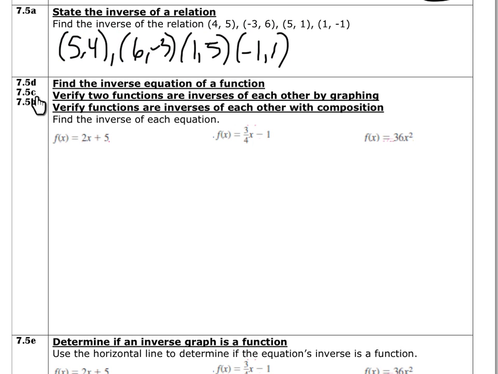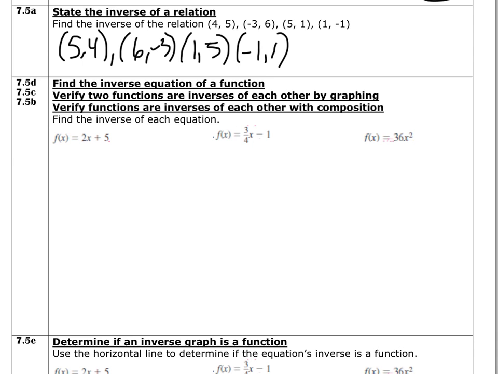7.5, D, C, and B go together. It's really D that we're doing. You can use C and B if you need to. Here it says find the inverse of an equation. And then if we want to verify two functions are inverses, we can by graphing, and we can verify through function composition. These last two methods are just good ways to check your answer to see if you're right.